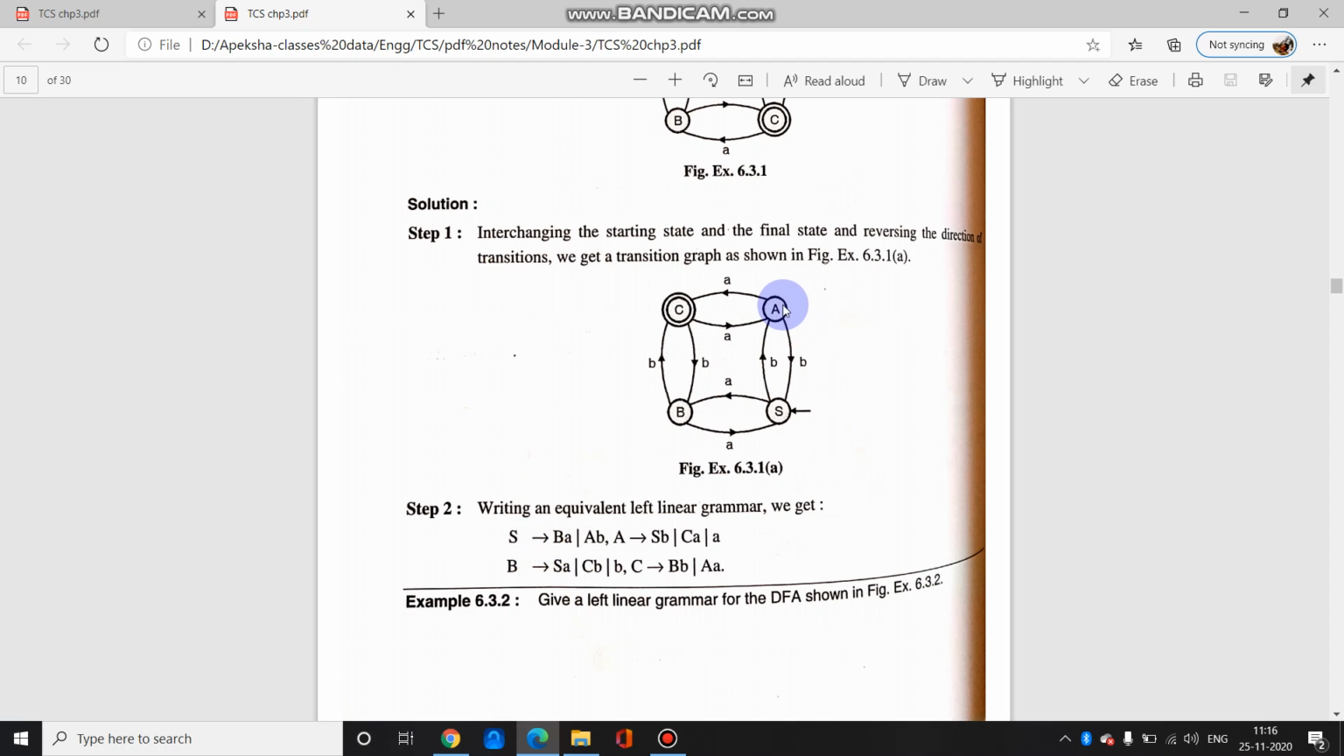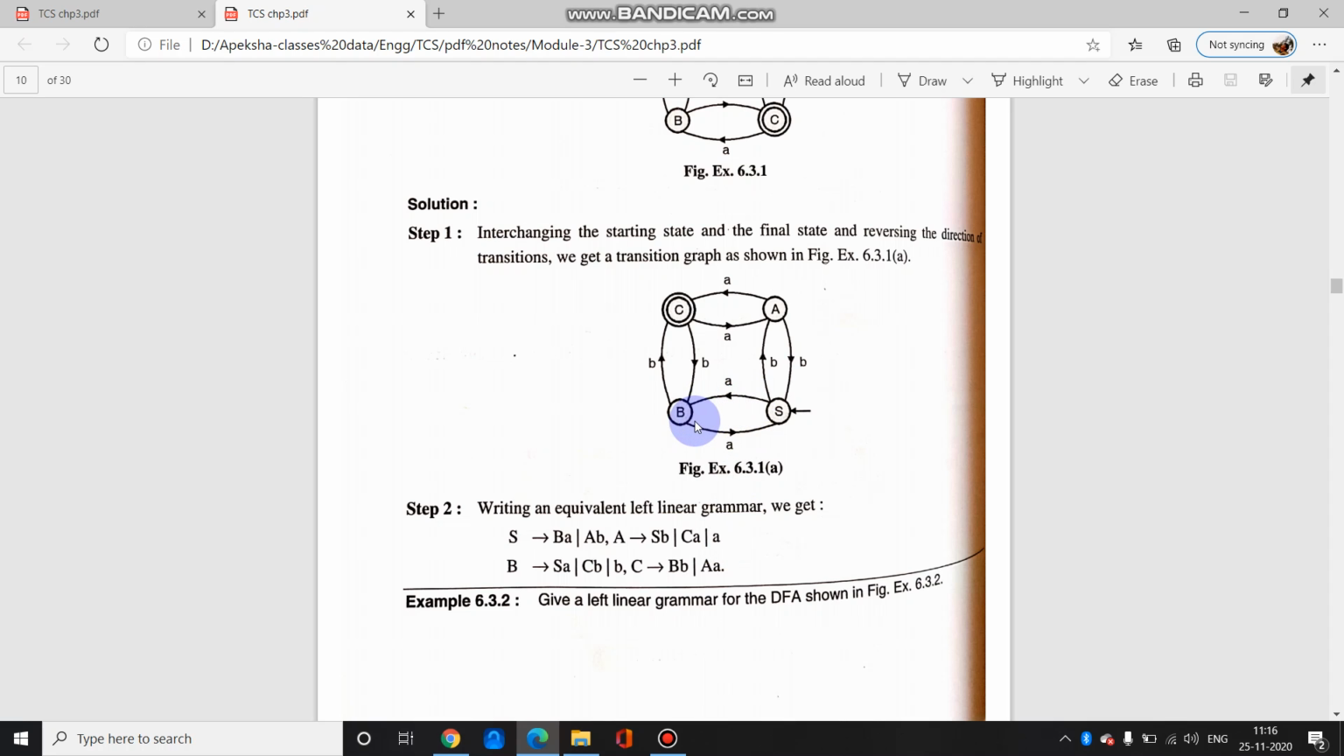Next we start with A. As you can see, A is making a transition to S on input B. So A will give SB, and also A will give CA. A is giving SB, A is giving CA, and every non-terminal will also give the terminal symbol itself on which it is making a transition. So hence we will write A also over here.